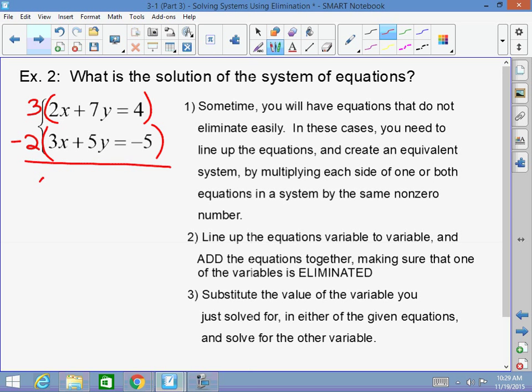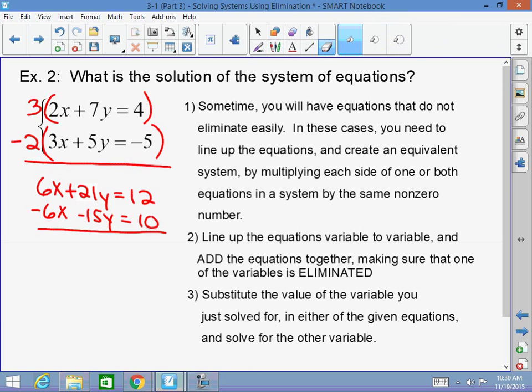So this top one will be 6x plus 21y equals 12. The bottom equation will be negative 6x minus 15y equals positive 10. Did I mess up? Negative 10y. All right, so hold on. Yes, I did mess up. It's not 15. It's 10.